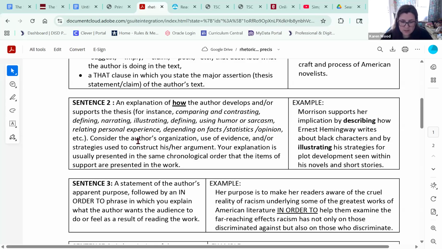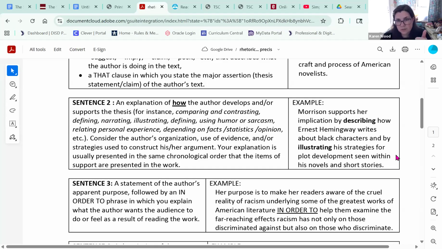And you need to also consider how they use their evidence. So if your author is doing something really specific, let's point that out here. So here's an example. Morrison supports her implication by describing how Ernest Hemingway writes about Black characters and by illustrating his strategies for plot development seen within his novels and short stories.